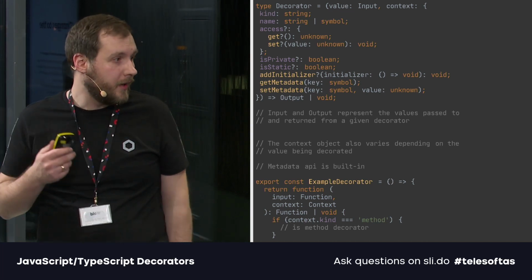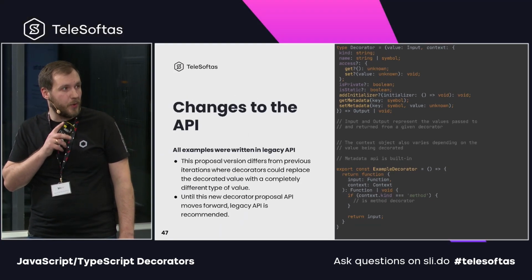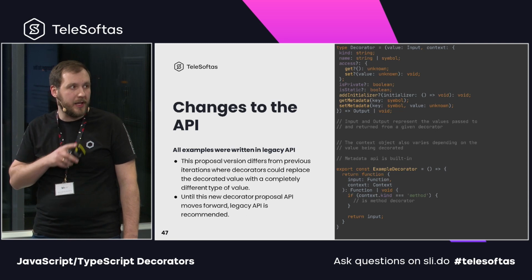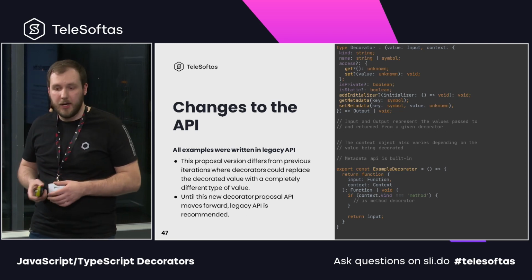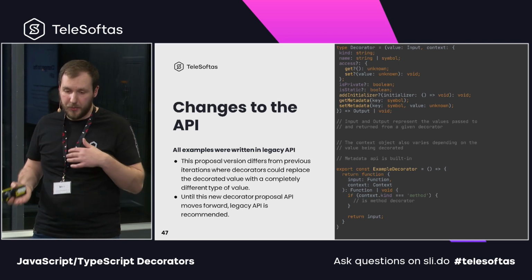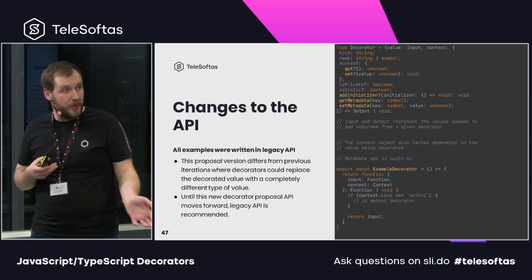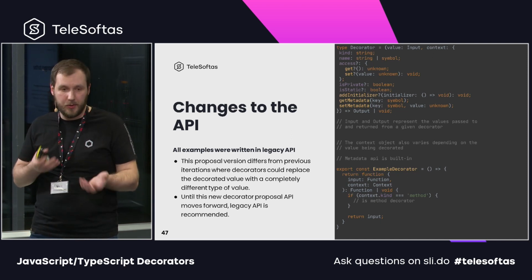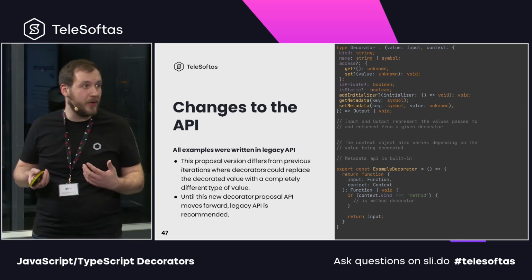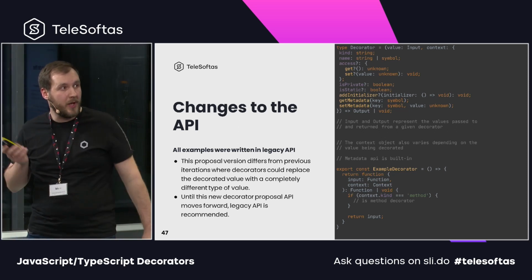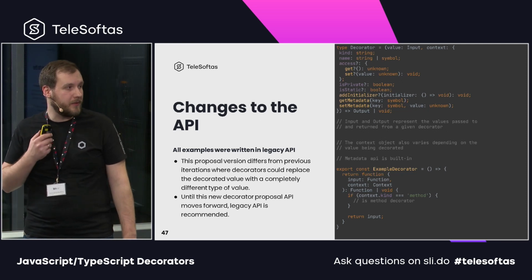So yeah, another interesting thing about this new proposal, if you look at the API, it has get metadata and set metadata methods. And as I've mentioned, for example, in the case of parameter decorators and property decorators, there isn't much that you can do with them, and you do need to use metadata to assign additional information about them. This version of the API has methods built in for that.